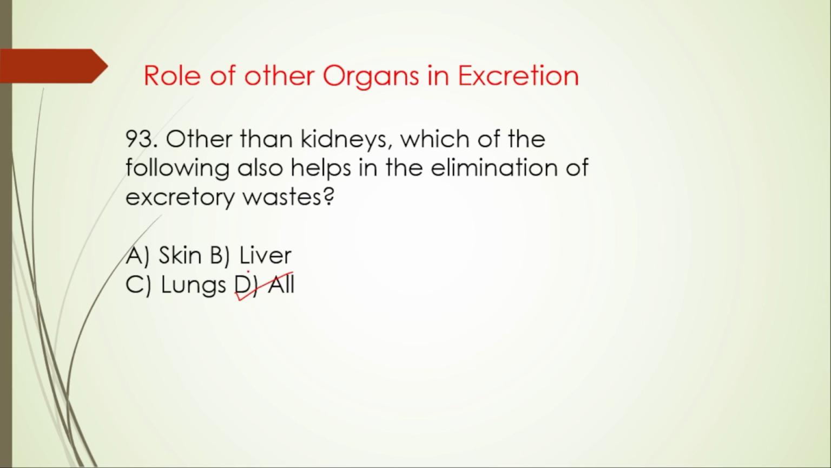When we talk about the liver, it breaks down the toxins, chemicals, and old red blood cells, excreting the waste products into bile. Whereas in the lungs what happens? Remove gaseous waste, primarily CO2 and water vapors during respiration. So rather than the kidney, these all are involved in the removing of the waste materials.